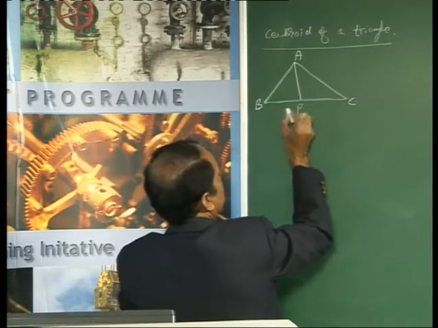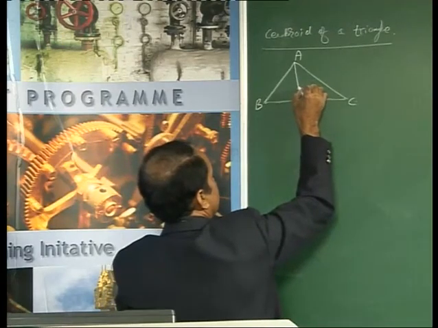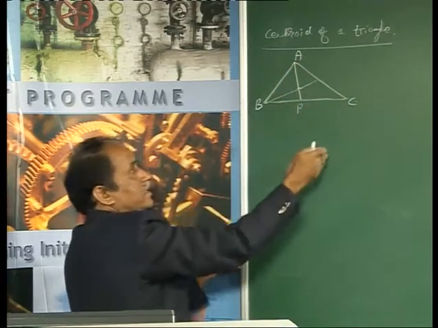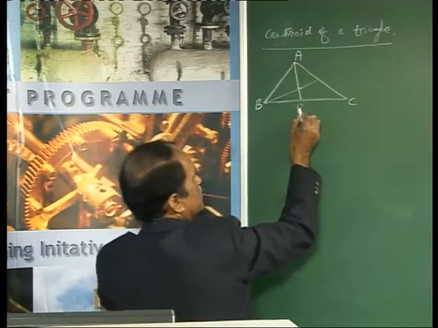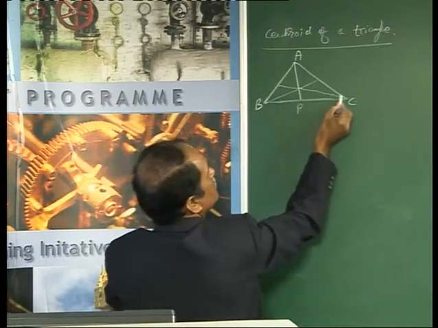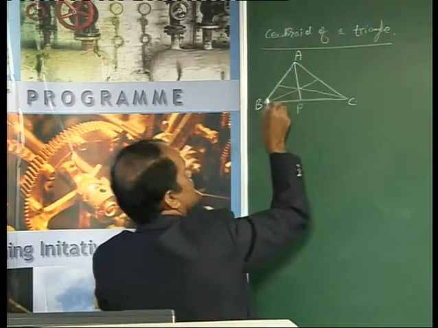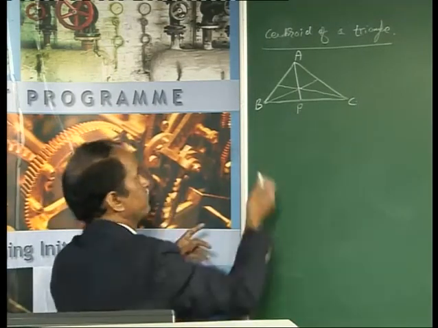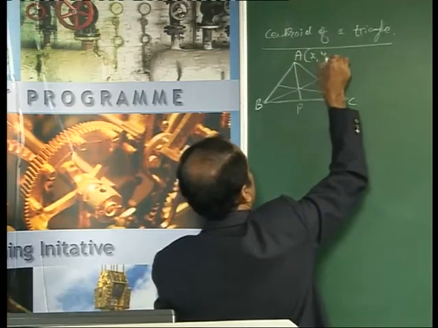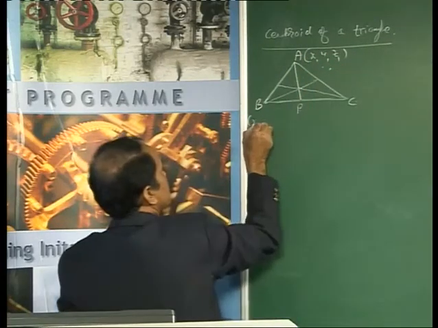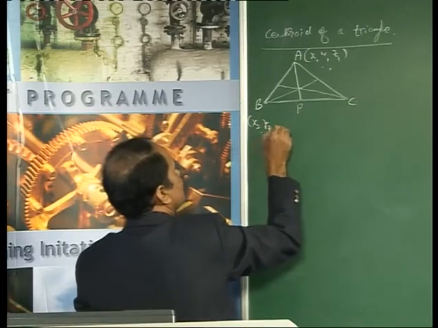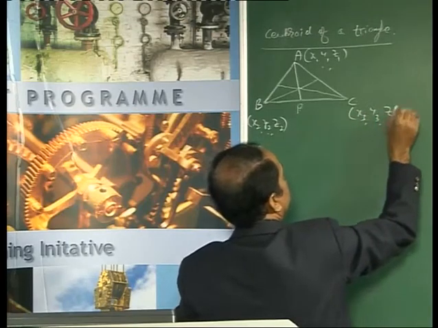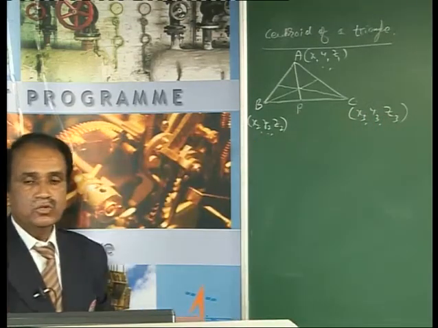So I shall divide this line and represent this point by P, and the centroid will be the center. From every line I am going to select the midpoint, this is also a midpoint, and this is also a midpoint. That is the line AB, that is the line AC, that is the line BC. Now A has the coordinates x1, y1, z1, B has the coordinates x2, y2, z2, and C has the coordinates x3, y3, z3.